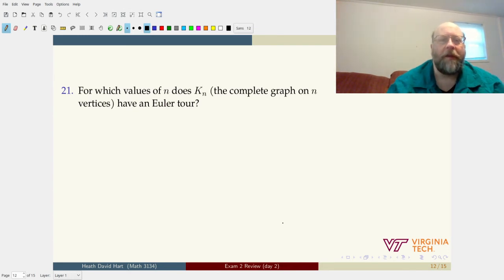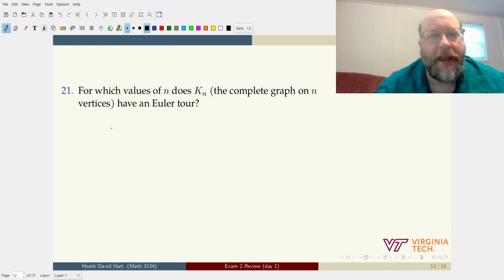For which values of n does Kn have an Euler tour? So I want to show you a couple of examples here. K3 is just a triangle. And the degree of every vertex is 2, because every vertex connects to the other 2 out of the 3 vertices. And since every degree is even, this has a tour.